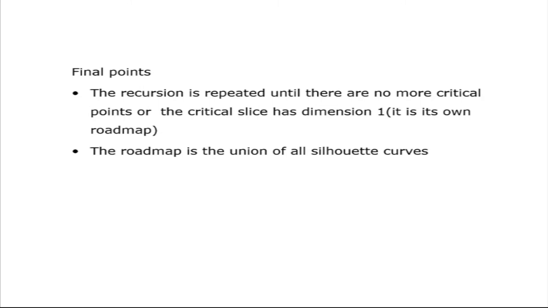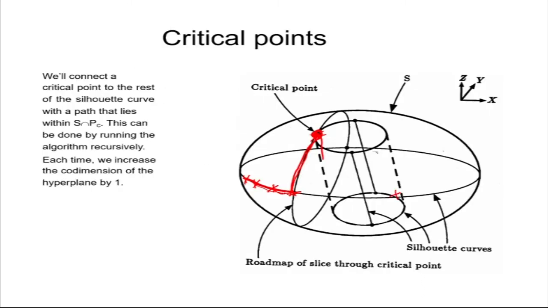Now, the recursion is repeated until there are no more critical points or the critical slices are dimension 1. The roadmap is the union of all the silhouette curves. So now suppose I want to go from here to there. I have got my curves like this. Now these are my points on the silhouette curve. So what I do is, I basically go like this. Now this is a critical point, so I can simply go like this. Now I can go inside then. So now we understand how to go inside this ellipsoid which had a cylinder inside by using the silhouette method. This is called the silhouette method.